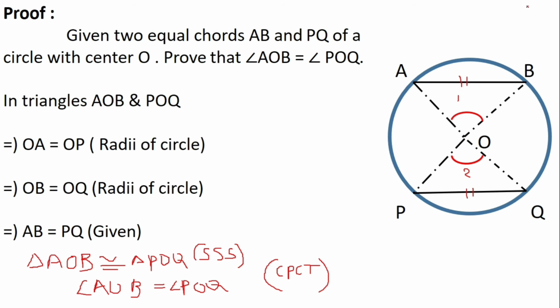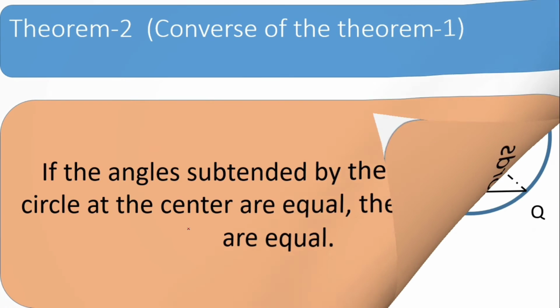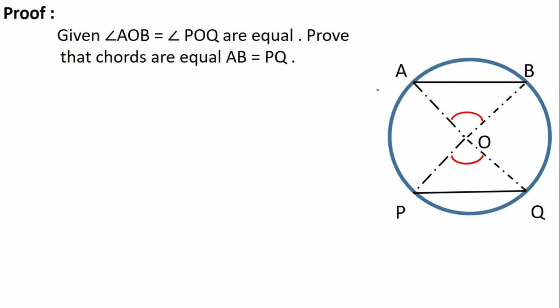So students, if this theorem is clear to you all, then please try to prove the converse of this theorem on your own and then check out the solution. The converse of this theorem says if the angles subtended by the chords of a circle at the center are equal, then the chords are equal. To prove that, it is given that angle AOP is equal to angle POQ, and we need to prove the chords are of equal length, that is AB is equal to PQ.